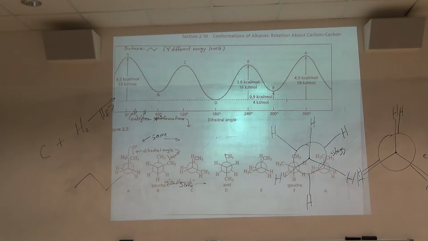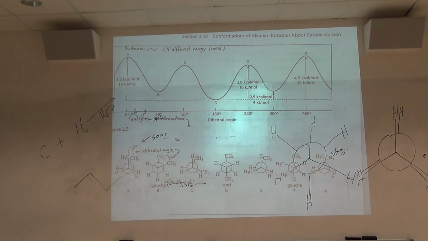Let's go back here. That would be called syn. It's a totally eclipsed arrangement, and that has a name. There's also a name for a staggered arrangement where the groups are kind of to the side. That is called anti. They're not really to the side of each other; they're kind of opposite. When it's staggered to the side, what's that called?